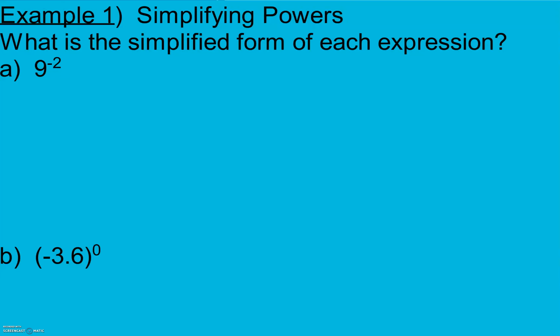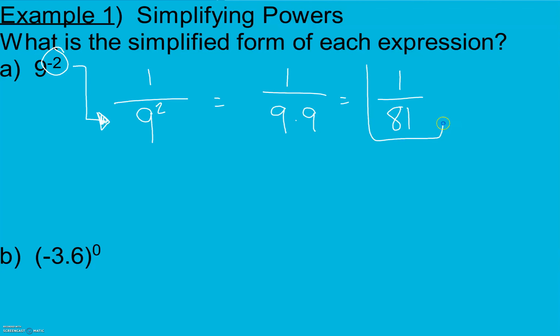Example 1 here is simplifying powers. What is the simplified form of each expression? So right now we have 9 raised to the negative second power. We need to change our exponent to be positive by moving it to the denominator in order to be able to calculate it. So we keep our base exactly as it is, just change our exponent to be positive. And what this means is that we're taking 9 times itself 2 times, or 1 over 81.